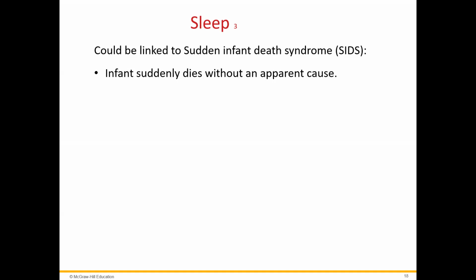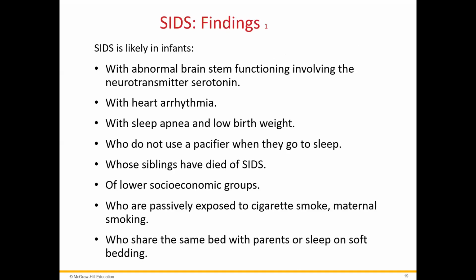The SIDS rate is about 1 in 2,000 in the U.S. One every 2,000 babies, approximately. This is the highest cause of death between the 1-month-old mark and the 1-year mark. We'll look at some more findings here. SIDS is more likely in infants if any of these conditions exist.